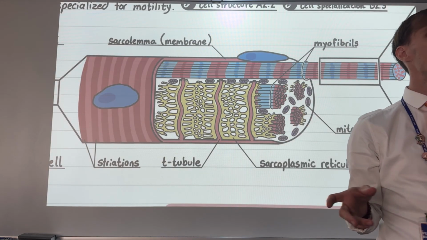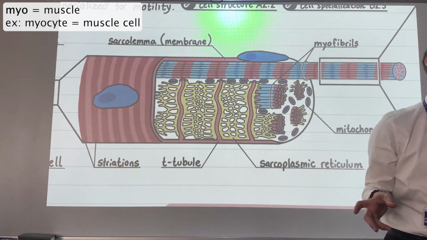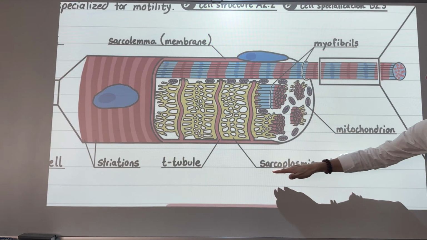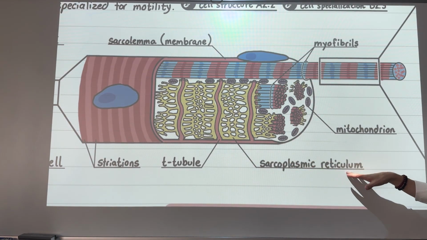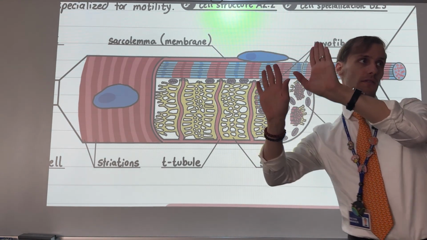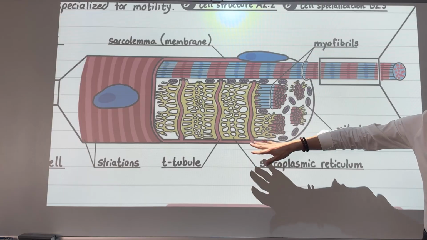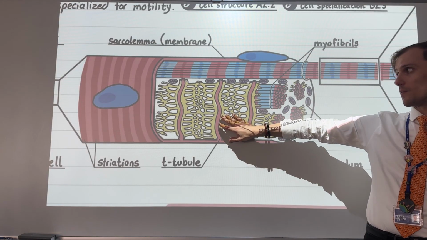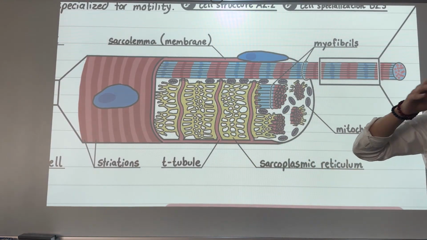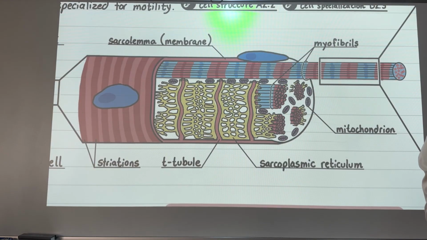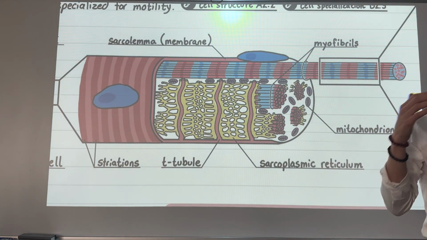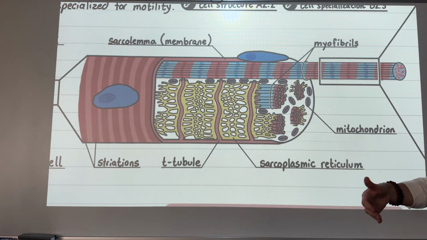If you see sarco as a prefix, that's almost always going to be muscle. And if you see myo as a prefix, that's also going to refer to muscle. So the sarcoplasmic reticulum is this network within the muscle cell. We'll talk about what this is later, but effectively, this is a huge storage of calcium. And this is what's going to release calcium to initiate contractions in the first place.